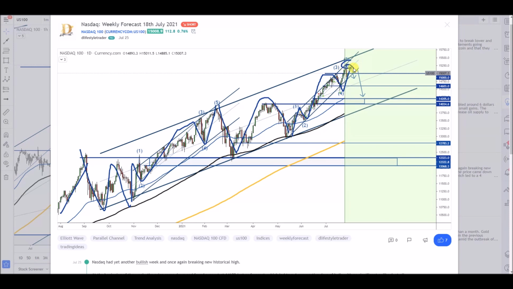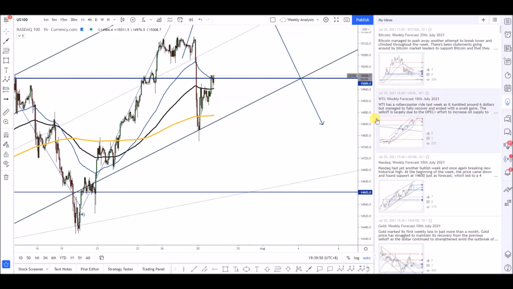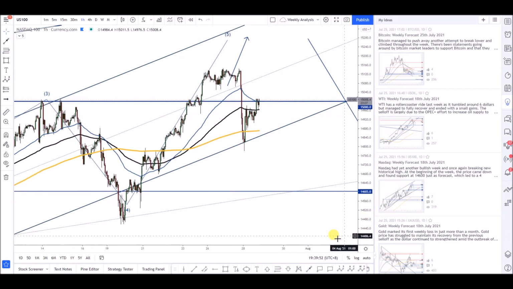So therefore, after finishing the final wave, of course we might also be expecting it to do a pullback similar to what has happened previously. So we are expecting a huge pullback right here, and therefore we are looking to sell. Alright, so let's go ahead and take a look at the Nasdaq. Yesterday we saw a very strong bearish trend right here.